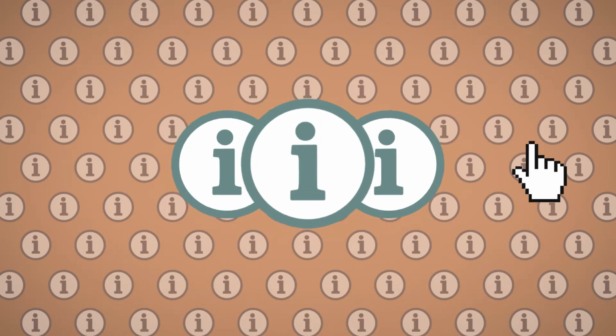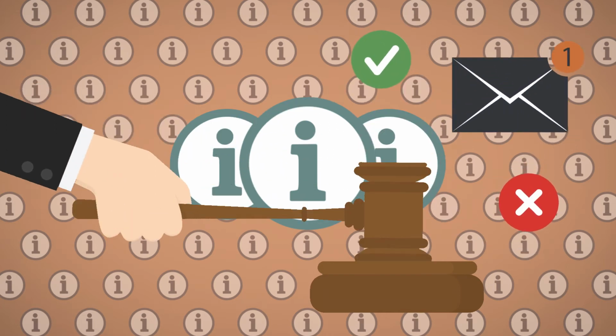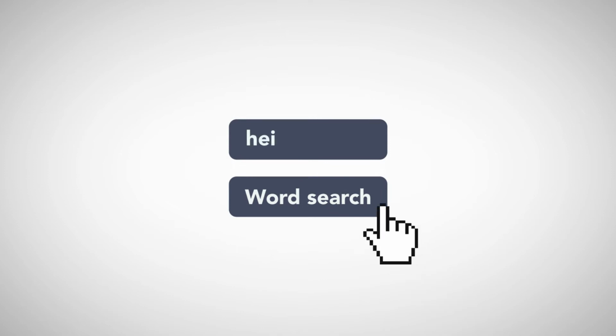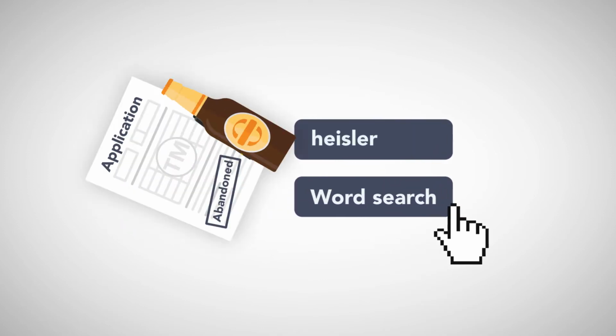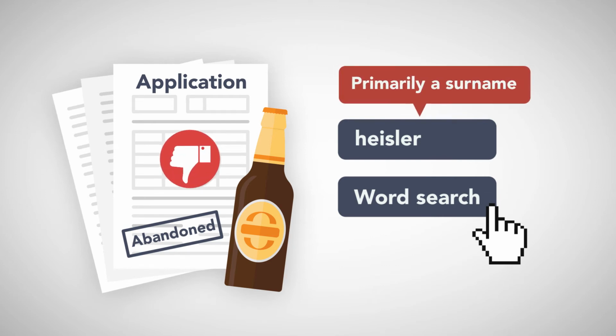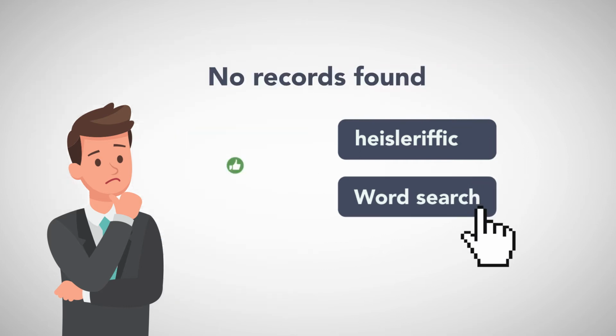Users can glean valuable information regarding trademark prosecution by reviewing trademark office actions and other correspondence. For example, a search for the term Heisler reveals a trademark application for a brand of beer that was abandoned after the trademark office refused the mark because it was primarily a surname. Based on this information, another company seeking to trademark Heisler beer could choose to add additional words to the proposed mark to improve the chances of acceptance.